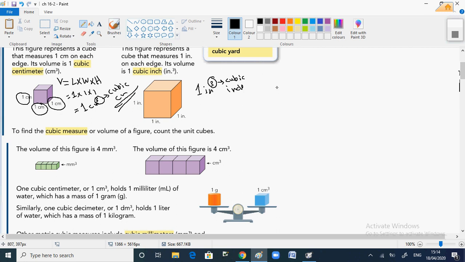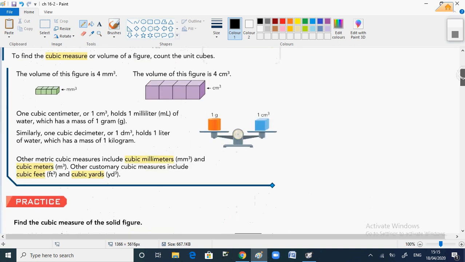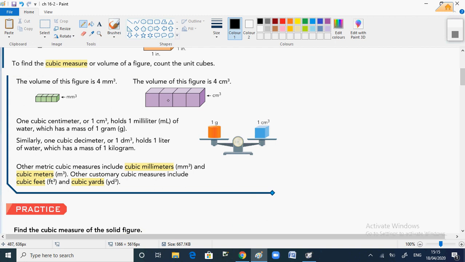In the next lesson, I am going to explain the volume formula, which is length by width by height, for when the figure is in centimeters, feet, or yards and doesn't show any cubes. But in this lesson, I am going to count how many cubes I have.